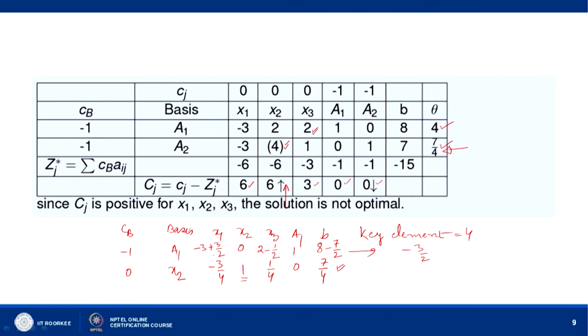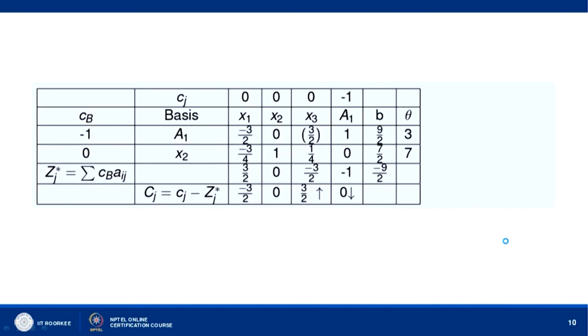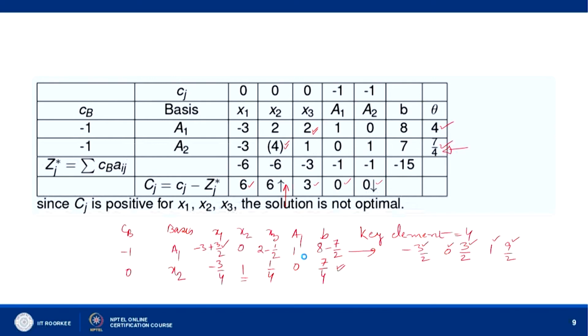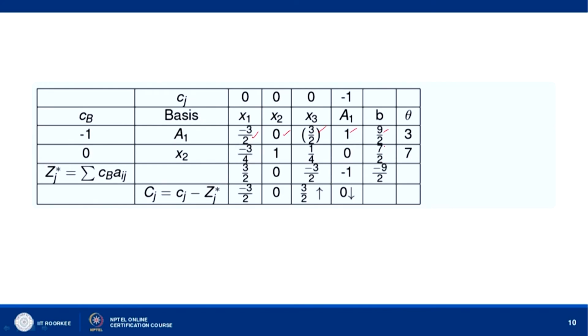Minus 3 by 2, then we will have 0, then we have 3 by 2, and then we have 1 here, then we have 16 minus 7, 9 by 2 here. So, this is x 1, x 2, x 3, A 1 and B. Okay. So, let us see now. We can see this x 1, x 2, x 3, A 1 B, and these are the elements in the new row modified after the key row, after we have divided by 4. So, minus 3 by 4, 1, 1 by 4, 0, 7 by 4. So, this is 7 by 4.